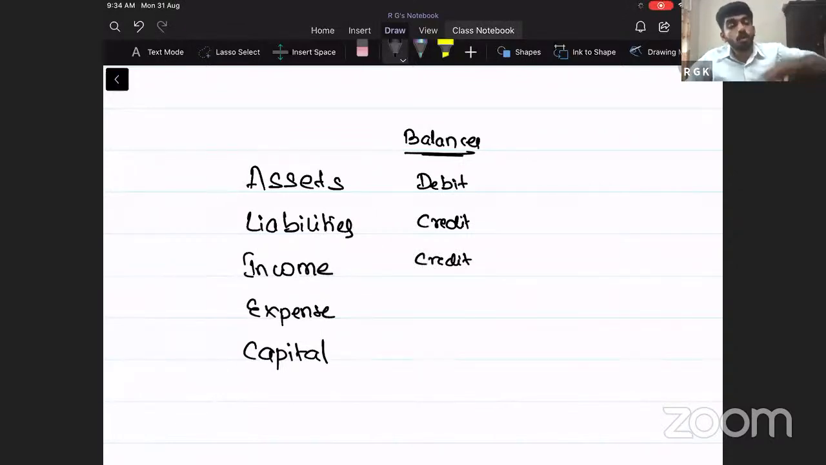Expense is money outflow from the business. Expense will always have debit balance.